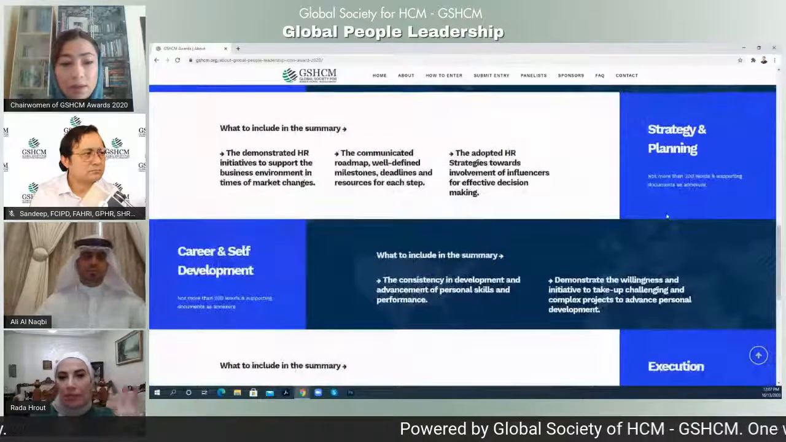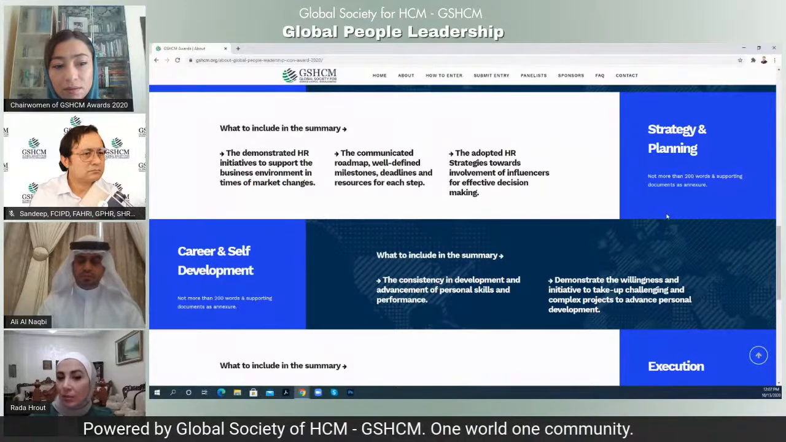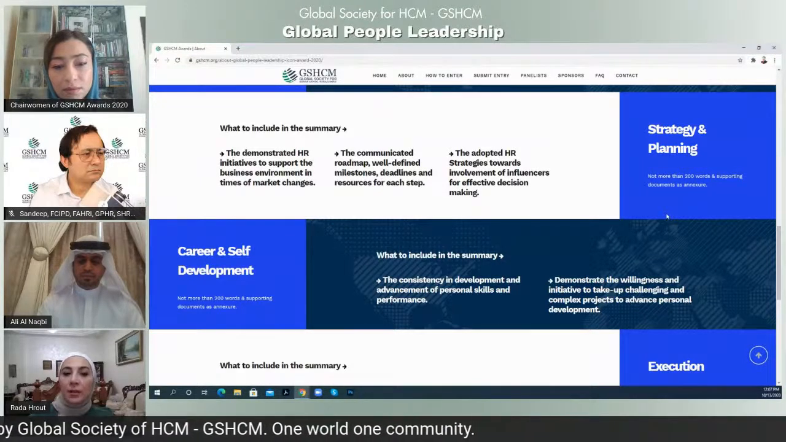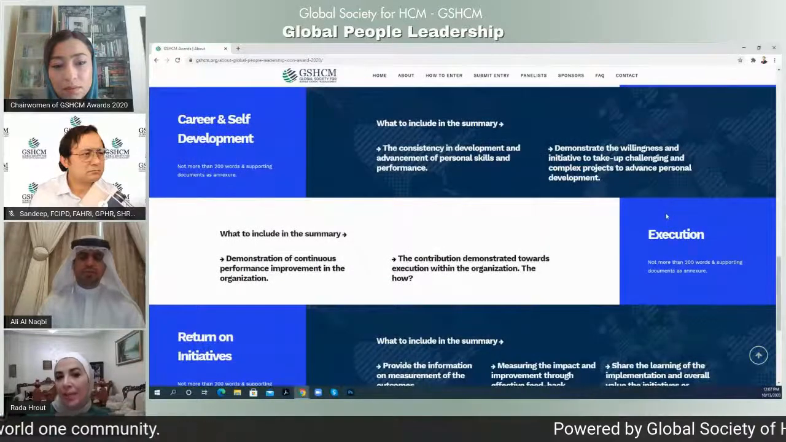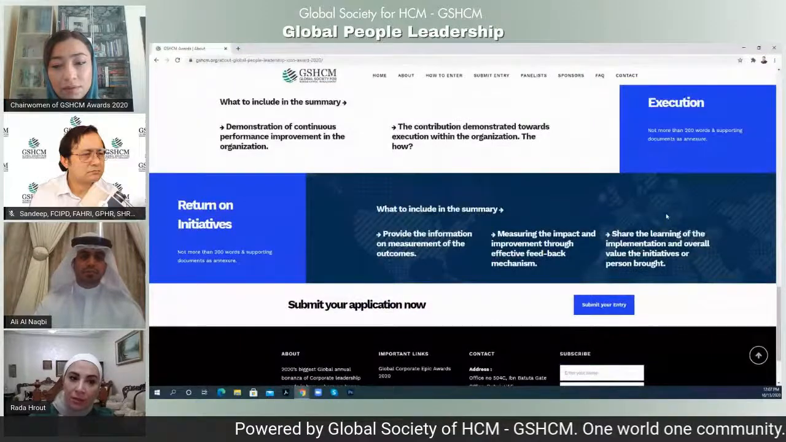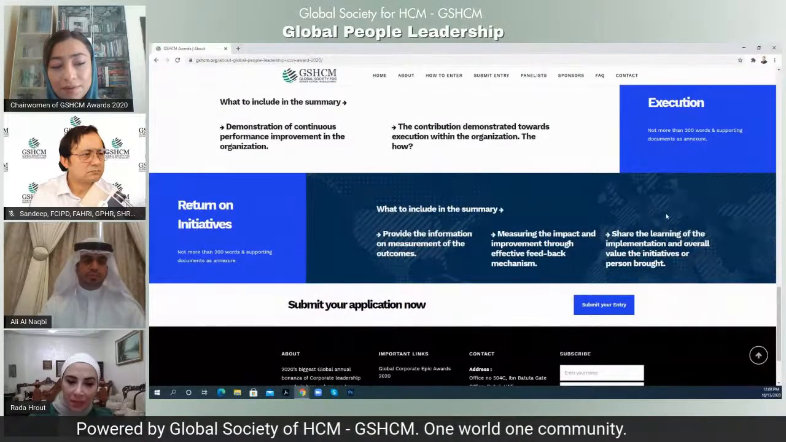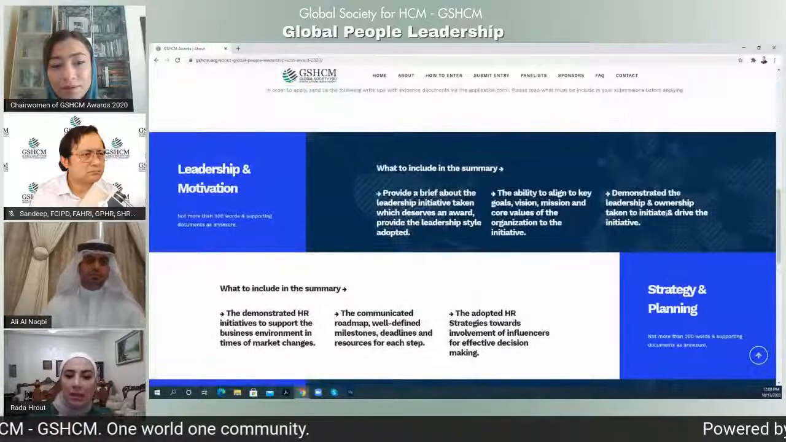So the other parts are quite there. The return on investment of the initiative or the work done, the impact on the organization, the strategy and planning, the style of execution and delivery. These are covered in both, but the people element has a bit more focus in this criteria.